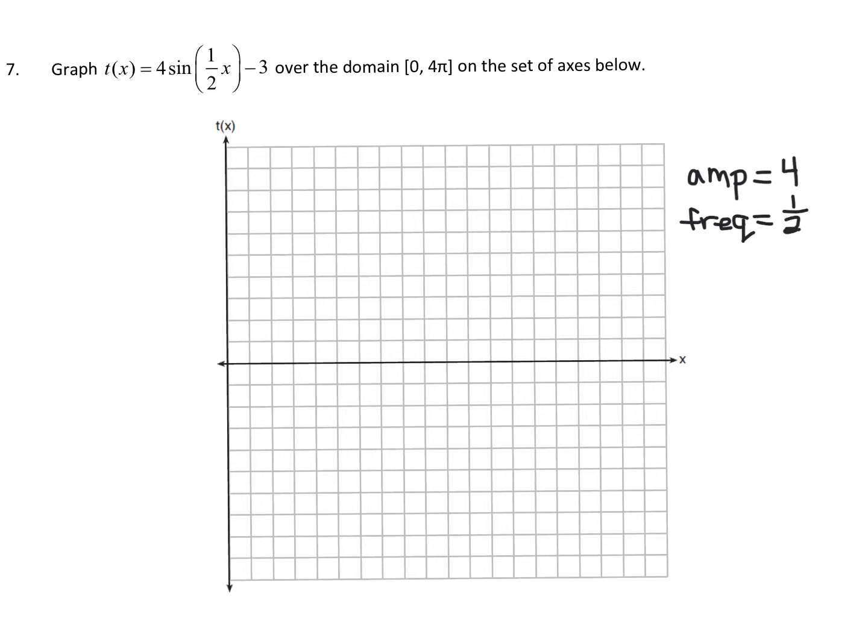Okay, so that means we're fitting a half a cycle. Frequency means how many, right? So we're fitting a half a cycle between 0 and 2 pi. So we're going to fit a full cycle then between 0 and 4 pi.